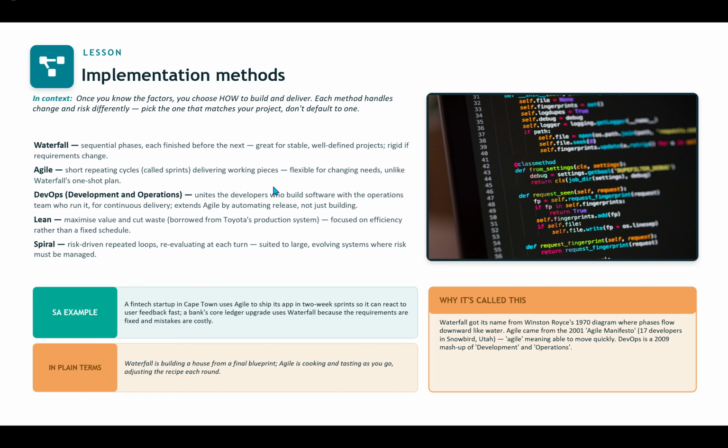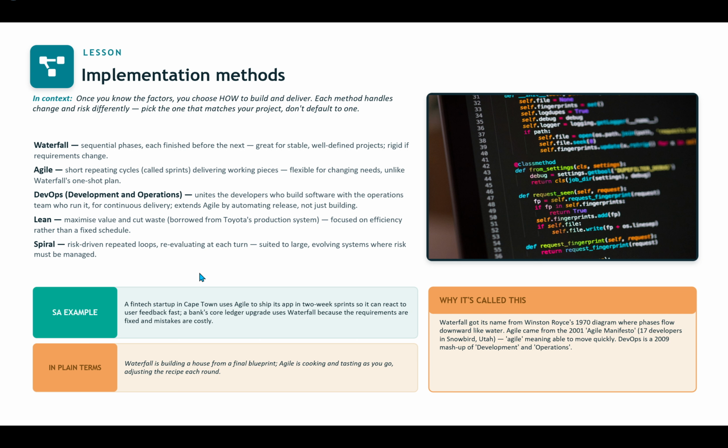Great. Let us now look at implementation methods. Just for context, once you know the factors, you choose how to build and deliver. Each method handles change and risk differently, so pick the one that matches your project. Don't just always go for a default one, because it's not one of those matters where you can have a one size fits all solution. So here are the implementation methods that you can have.